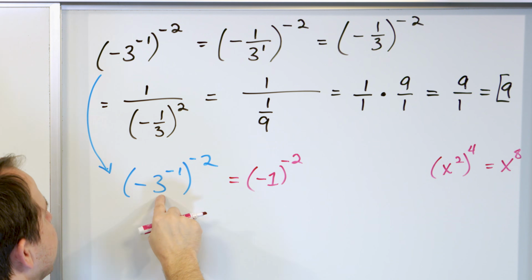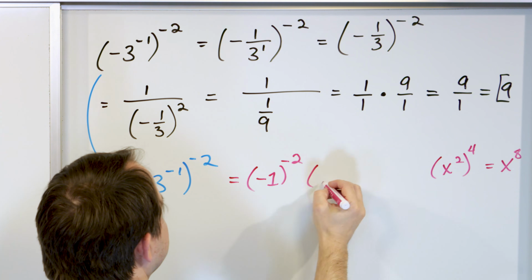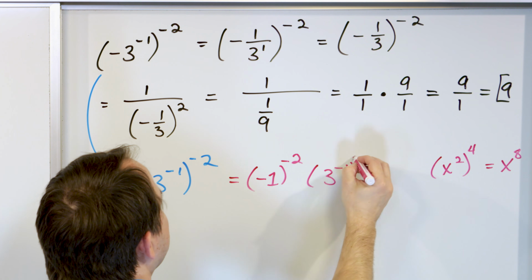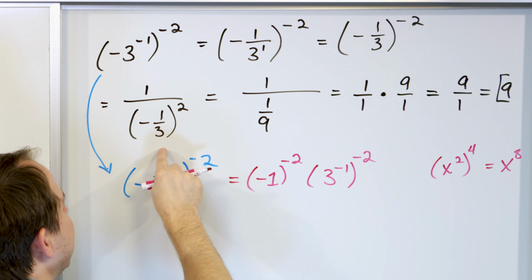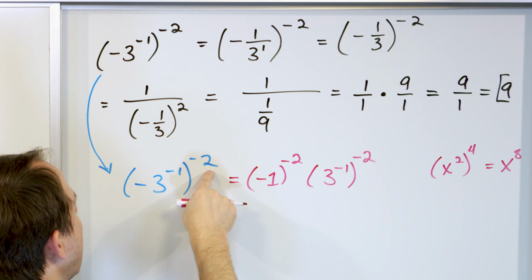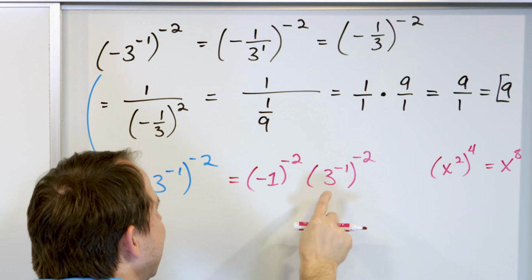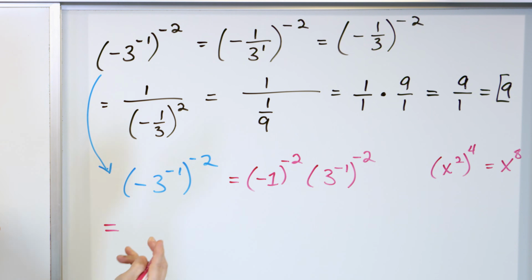And then this guy here, 3 to the -1, is also going to be raised to the -2 power. So this power gets applied to this number, which is -1, and also to this, which is itself an exponent, which is kind of weird. Let's go down and proceed.